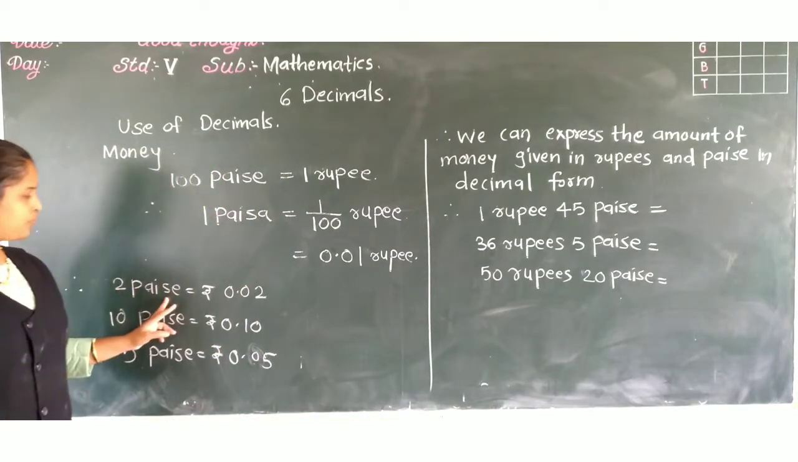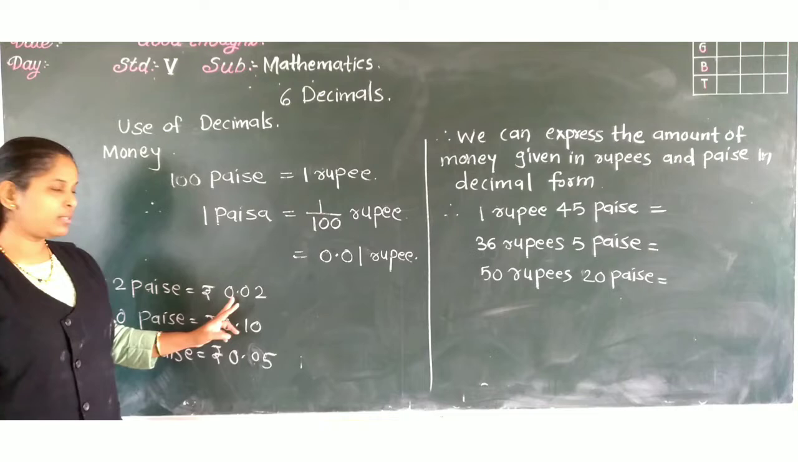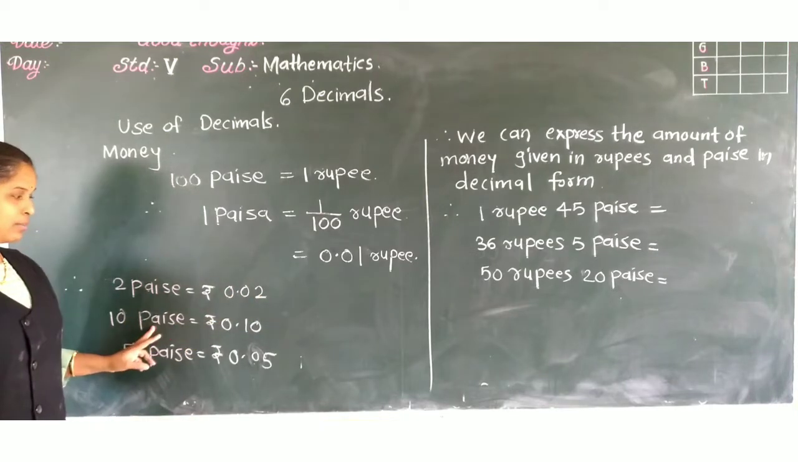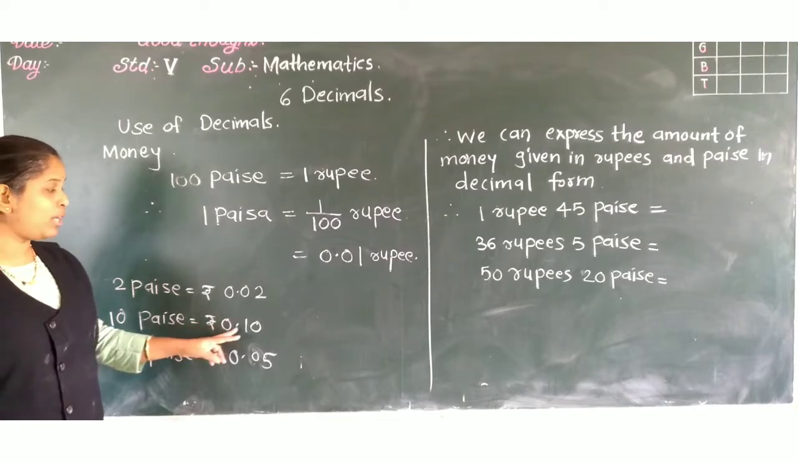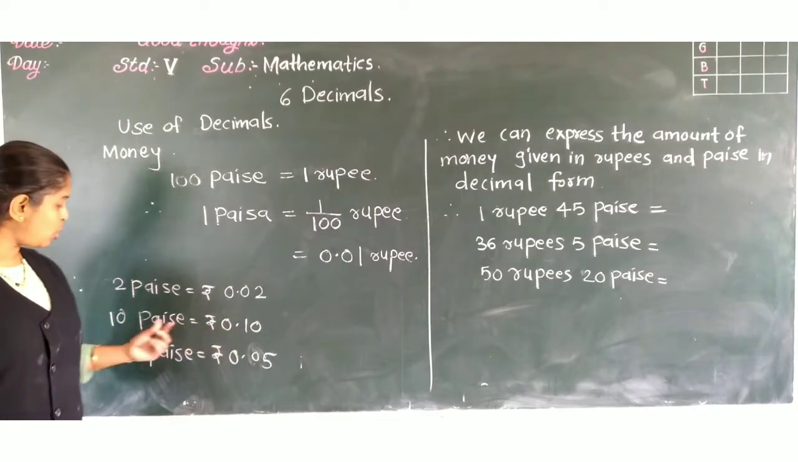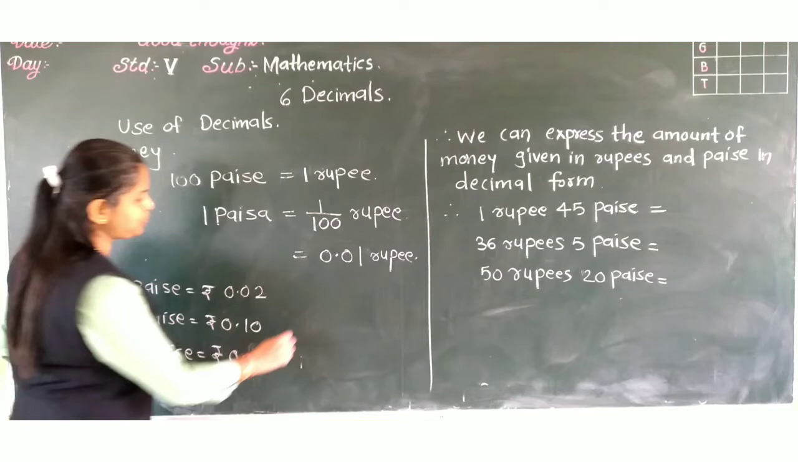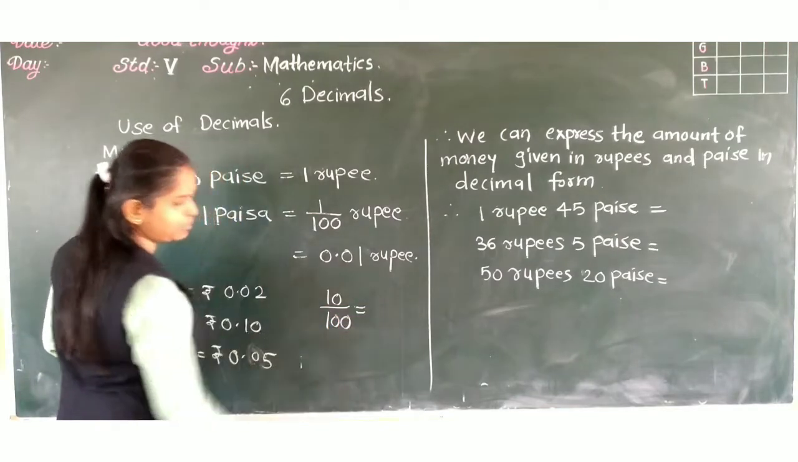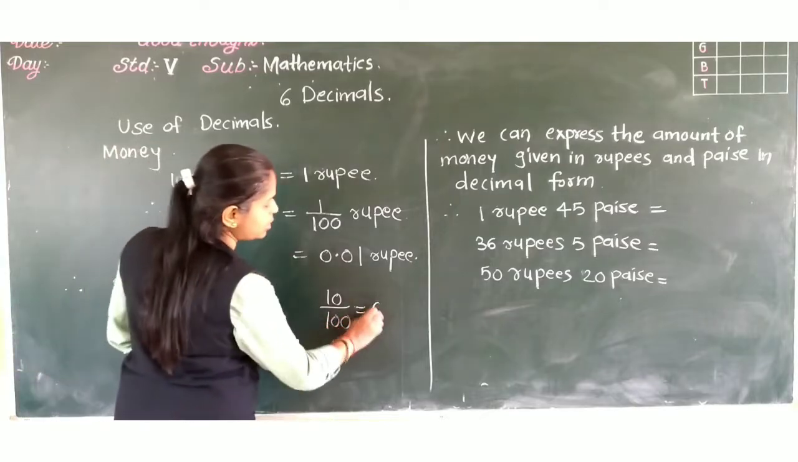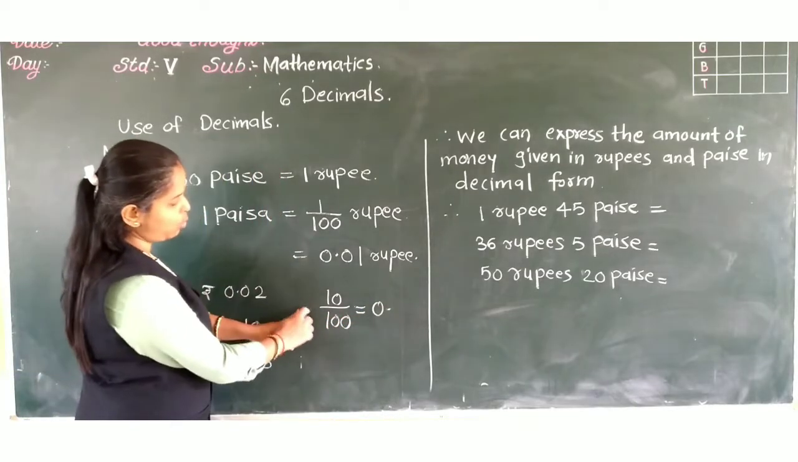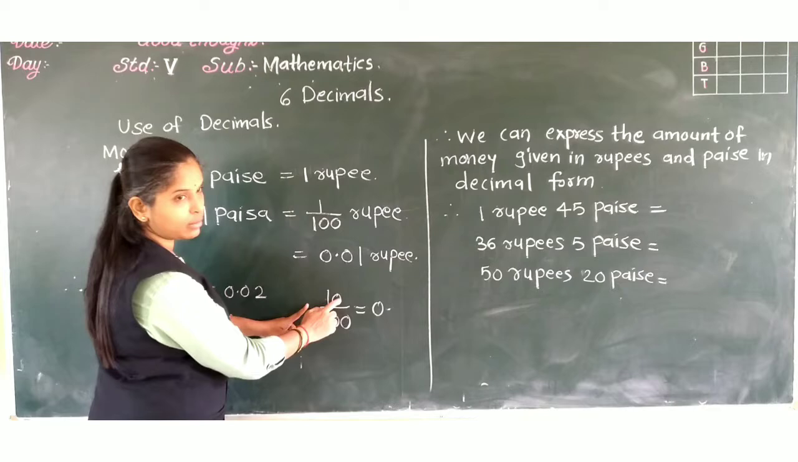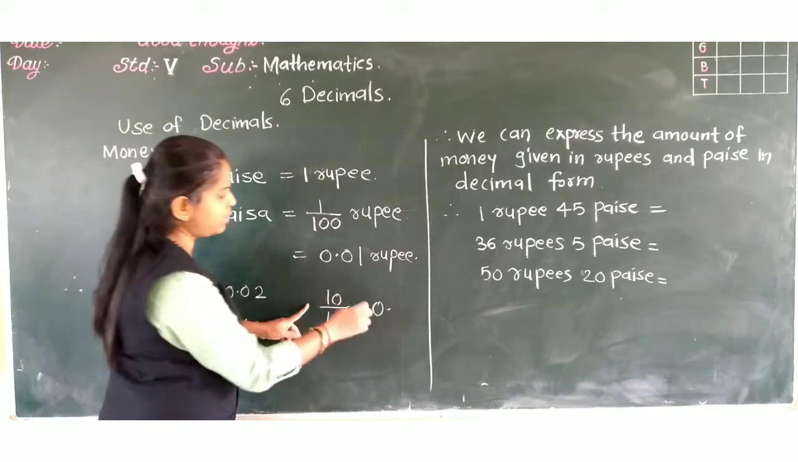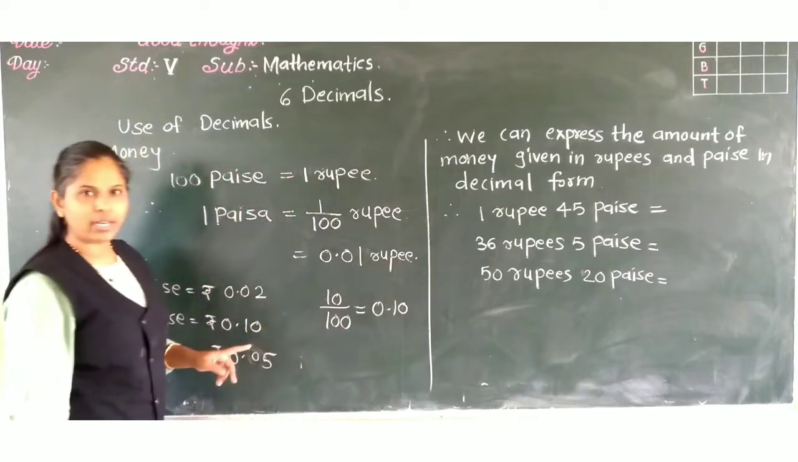Similarly, 2 paise is equal to how many rupees? 0.02. 10 paise means how many rupees? 0.10. Because already see here, 10 paise means how many rupees? So divided by 100. Correct? So see here, 0, okay, whole part 0. And here after these two zeros, 2 digits are there. That is 1 0. Directly we can write.